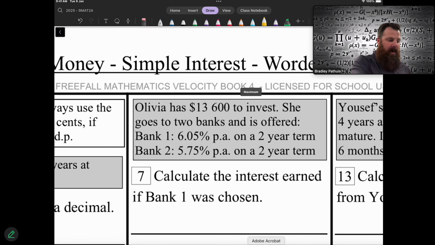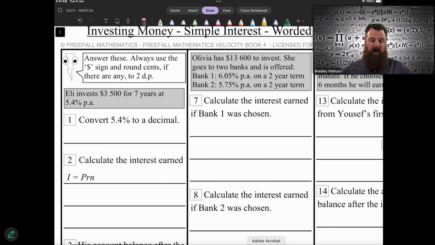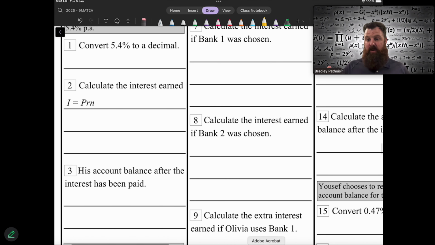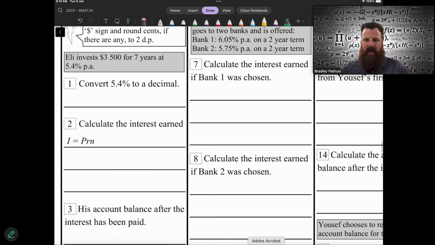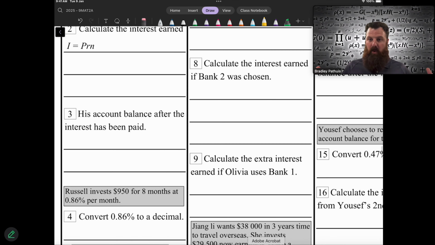For argument's sake, that middle question there, Olivia has $13,600 to invest. She has 2 options to pick from. Well, go through and figure out how much interest she earns from option 1, how much interest she earns from option 2. And by the looks of it, question 9, bank 1 gives her more interest. How much extra interest was that? And you're starting to make decisions on, well, which would be the best option for us.